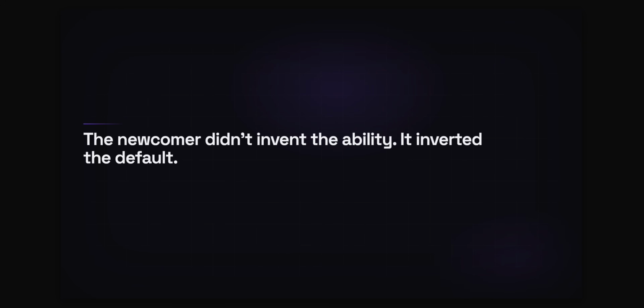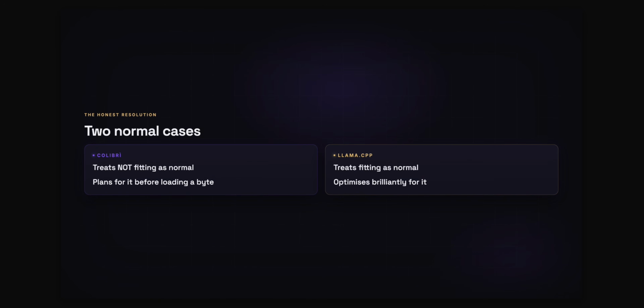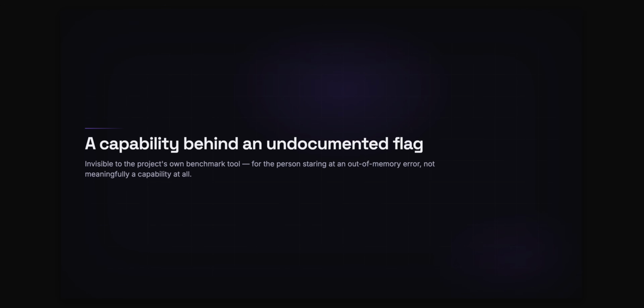And that's the honest resolution of the capability argument. The newcomer didn't invent the ability, it inverted the default. Colibri treats not fitting as the normal case and plans for it before loading a byte. Llama.cpp treats fitting as the normal case and optimizes brilliantly for it. Defaults are policy. A capability hidden behind an undocumented flag, invisible to the project's own benchmark tool, is, for the person staring at an out-of-memory error, not meaningfully a capability at all.